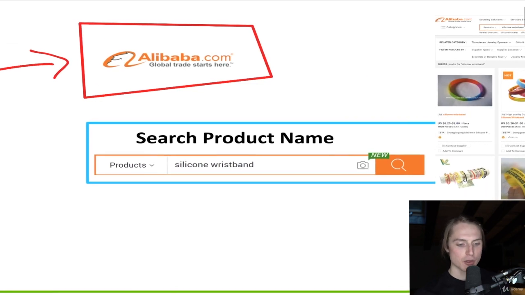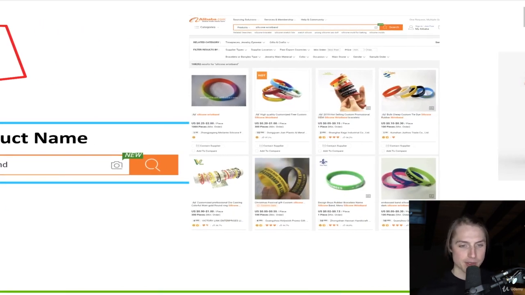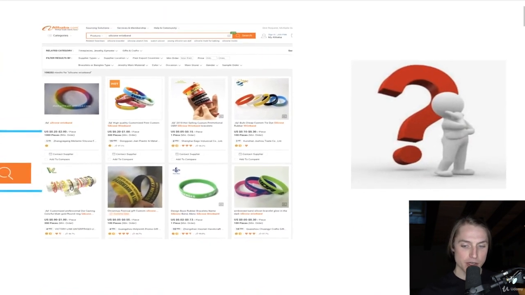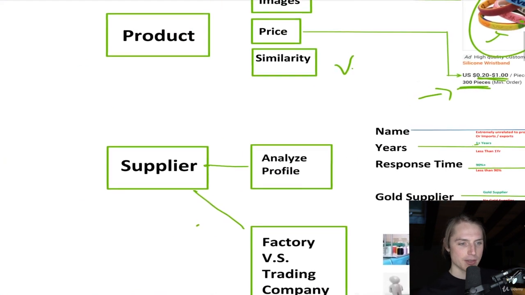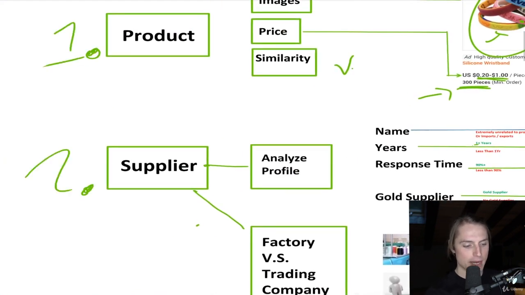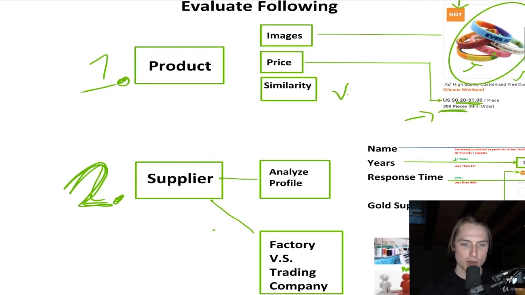What we do is we search the product name. It's just like Amazon, okay? It's going to show us all of the results. But the question is, which one of these are we going to choose? Well, we're going to evaluate two things: the product and the supplier. What is our goal? We're going to see who we're going to talk to, because you don't want to just talk to everyone. It's a filtering process of who we're going to do business with.